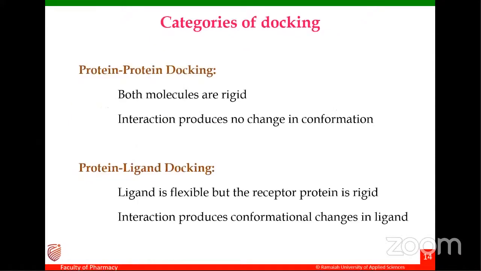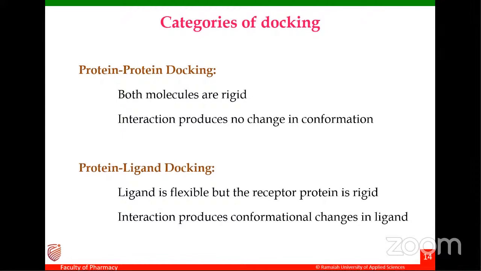Now we have seen the types of docking and the types of in silico drug design. Now we are going to the categories of docking, the different categories we have. Two types we can see: one is protein-protein docking, another is protein-ligand docking. What is protein-protein docking? Here both molecules are proteins, and both are rigid in nature. The interaction produces no change in their conformation. It won't produce any change.